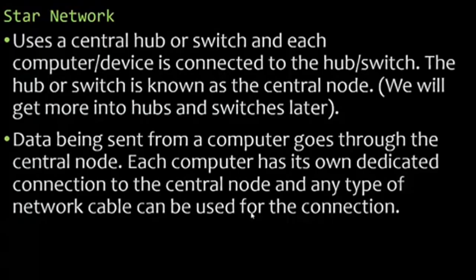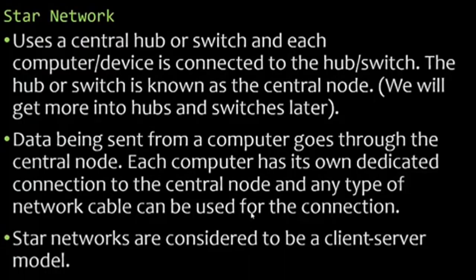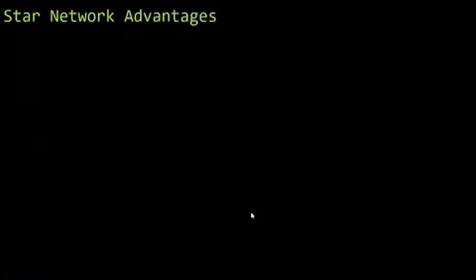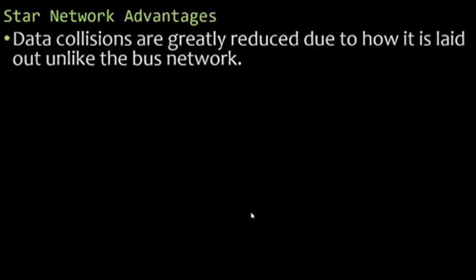Now, each computer has its own dedicated connection to the central node, and any type of network cable can be used for the connection. Star networks are considered to be a client-server model because they are connected to that central connector, the central node. That client is connecting to that server. So that's why they call it the client-server model. And it has some advantages.